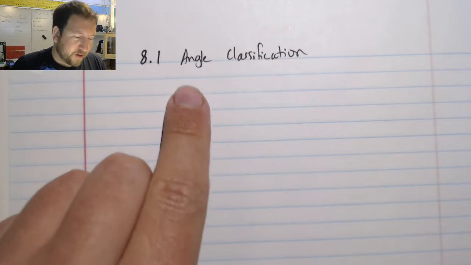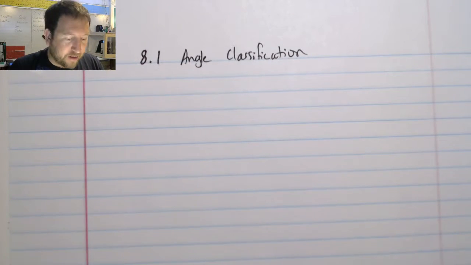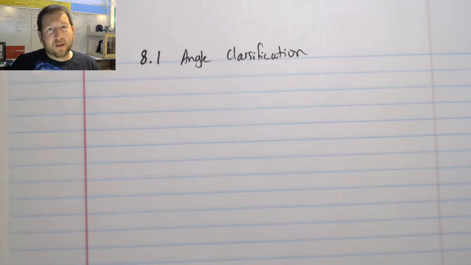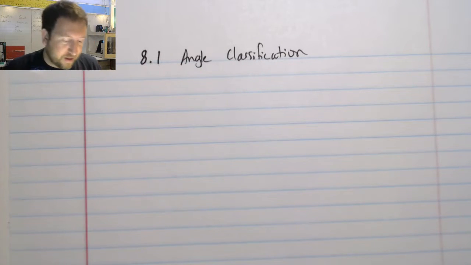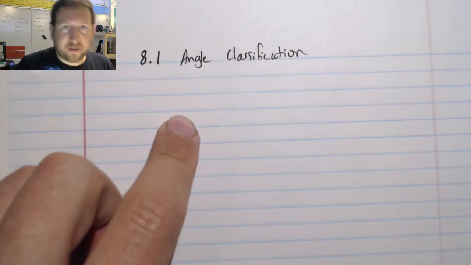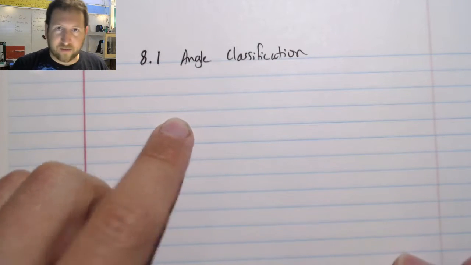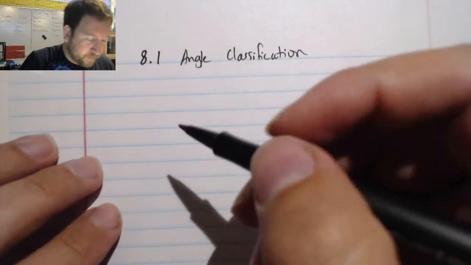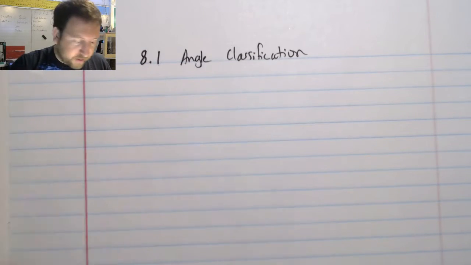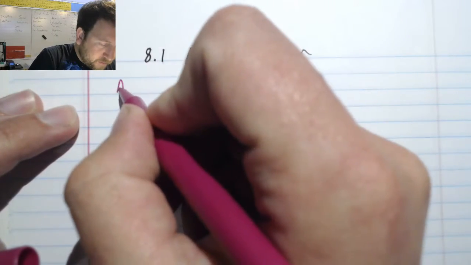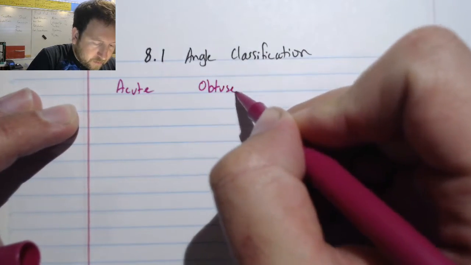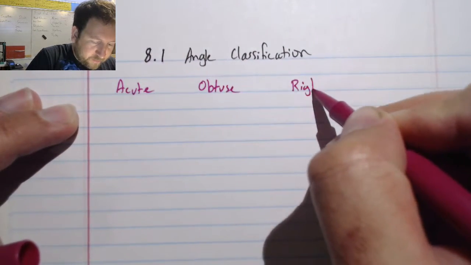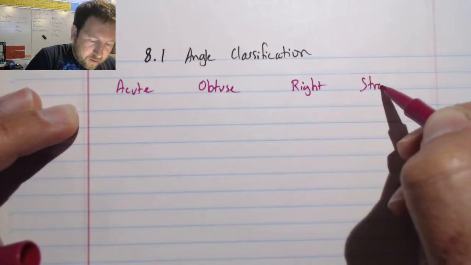All right, today I want to talk about section 8.1, angle classification. And this one's going to be a pretty easy section, as the first section in most of these chapters is. And we're really just going to be talking about four different styles of angles and kind of what an angle is. And the four different ones we're going to be really looking at are acute, obtuse, right, and straight.